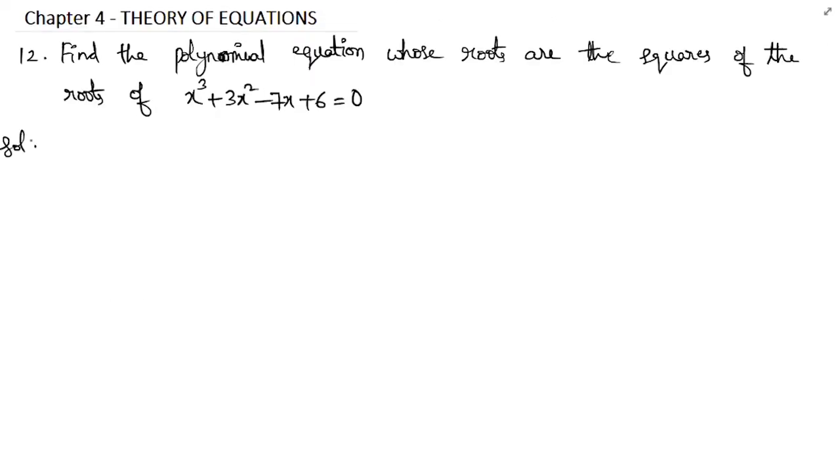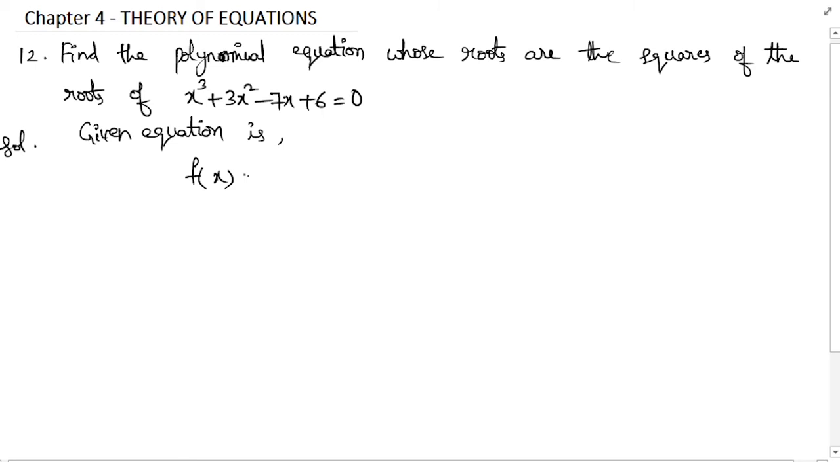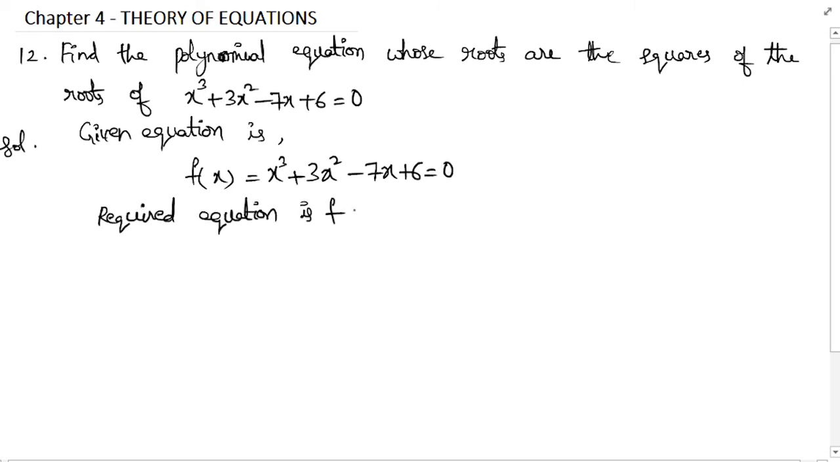Now we'll move on to the 12th question. Find the polynomial equation whose roots are the squares of the roots of the given equation. So here the given equation is f of x is equal to x cube plus 3x square minus 7x plus 6 is equal to 0. So required equation is f of root x is equal to 0.